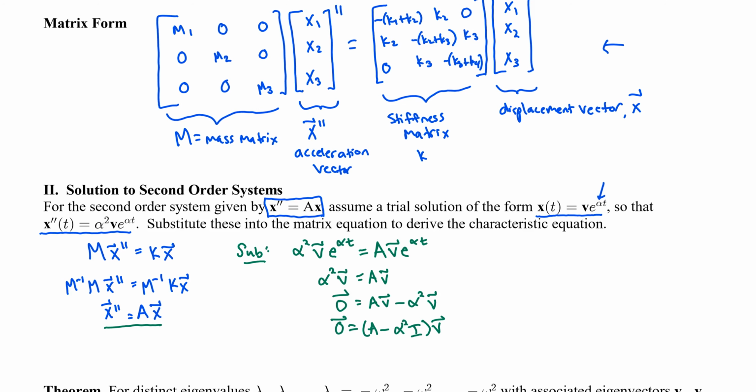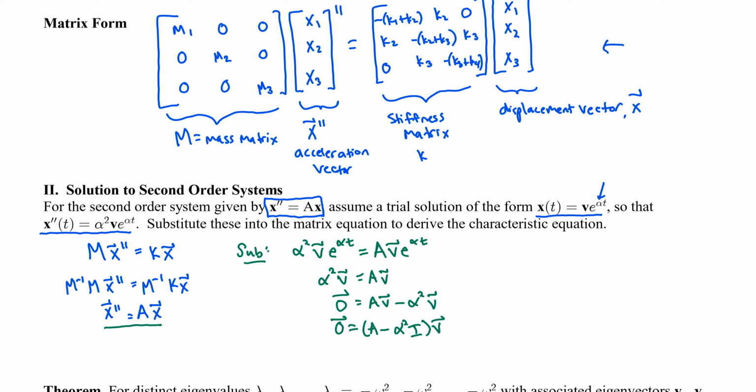So we end up with the matrix equation: 0 vector equals A minus alpha squared I. Remember, this makes this a defined operation. A is a matrix, alpha squared is a constant, so in order for that subtraction to be defined, we have to multiply alpha squared by an appropriately sized identity matrix. As we saw in the last equation, it's going to look like alpha squareds along the diagonal times vector v.